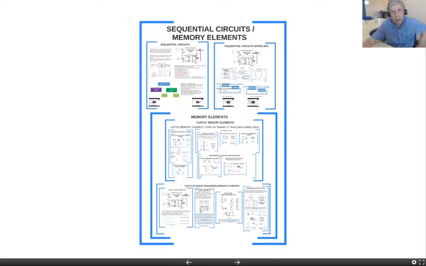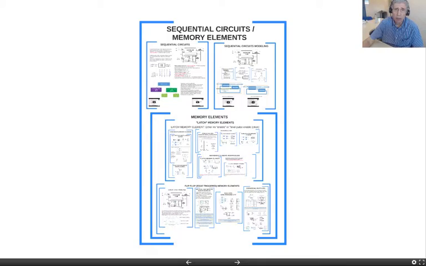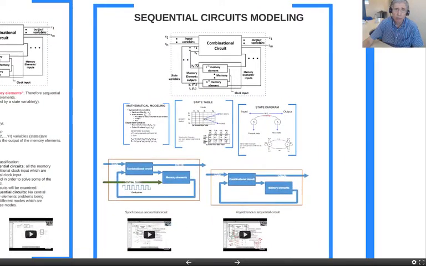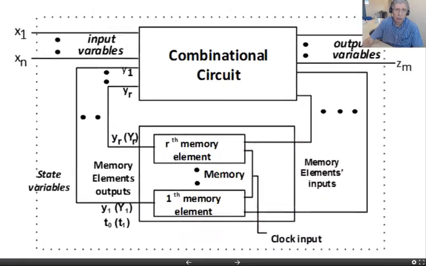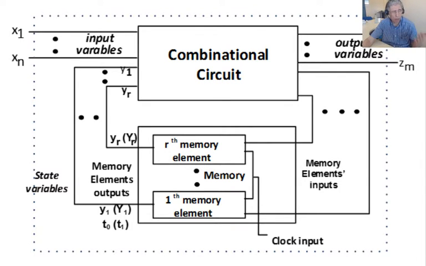We've been examining the sequential circuits. What we have done already is the general representation of sequential circuits, combining the combinational circuits and the memory elements. And then we modeled these sequential circuits. There were three models: a mathematical model, state table, and state diagram.